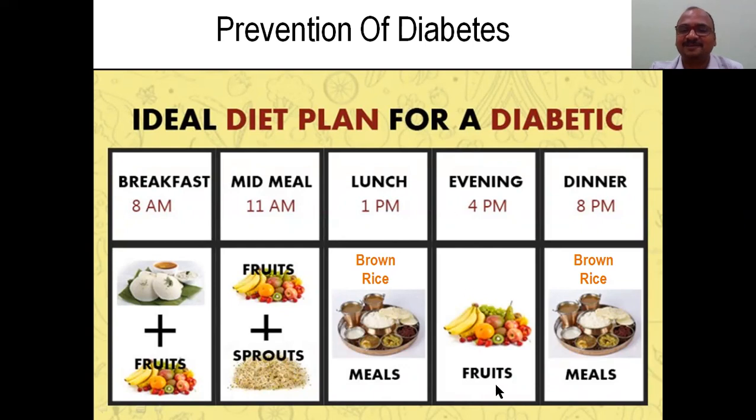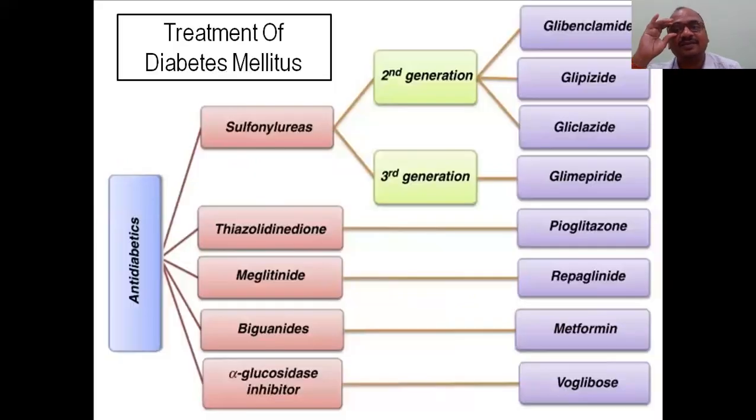Okay, evening fruits. And dinner. They are very lucky, taking meals 1, 2, 3, 4, 5 times. Dinner is also the same. Brown rice you have to use. For a sugar patient, under no circumstances use white rice. Okay, these are the treatments of diabetes mellitus.